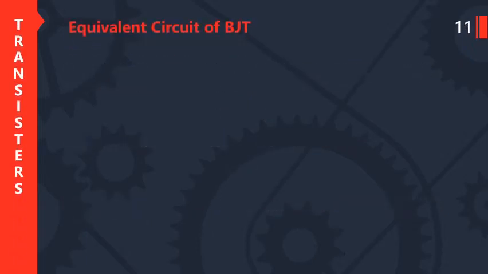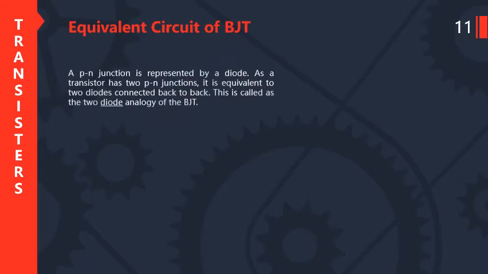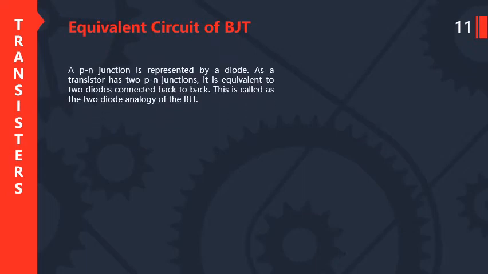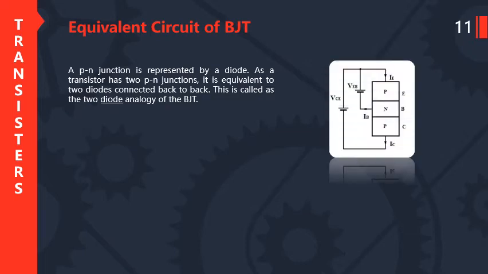Next is the equivalent circuit of BJT. A PN junction is represented by a diode. As a transistor has two PN junctions, it is equivalent to two diodes connected back to back. This is called the two-diode analogy of the BJT. So this is the equivalent circuit of BJT, or we can say the PNP transistor equivalent circuit.